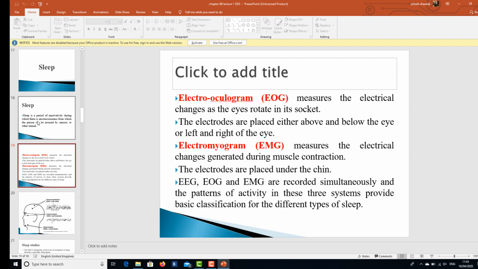Electro-oculogram measures the electrical changes as the eyes rotate in its socket. The electrodes are placed either above and below the eye or left and right of the eye. Electromyogram measures the electrical changes generated during muscle contraction. The electrodes are placed under the chin.